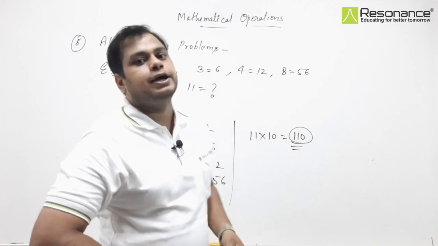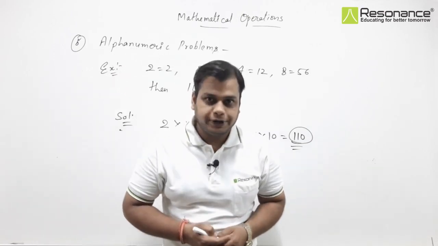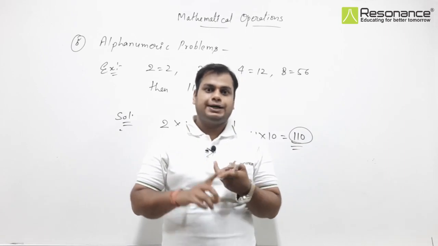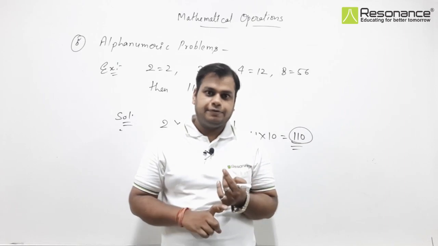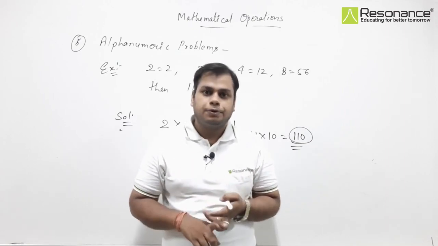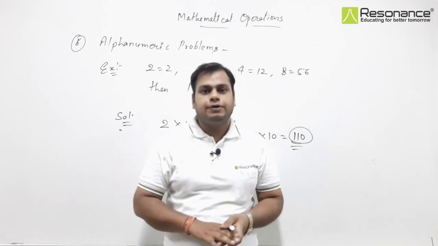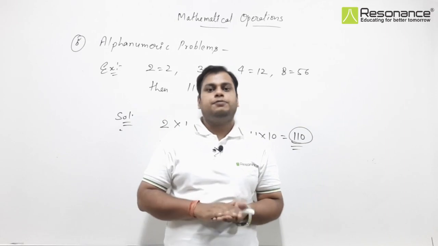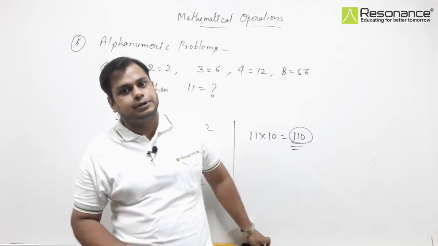So this is how we have to solve the questions. In the first part, we discussed 3 topics: BODMAS, substitution of sign, interchanging of sign. Then we discussed finding the appropriate solution or deriving the appropriate conclusion. And now we have discussed alphanumeric puzzles, where different kinds of puzzles can be asked. So this is our chapter, mathematical operation. Thank you.